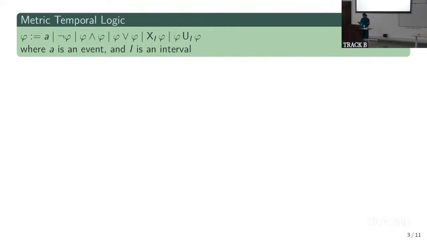If you see the syntax, it is familiar enough to people who know LTL, but there is this interval that is added. So you can say things like the next action is an A occurring between time interval 2 to 3, and so on and so forth.